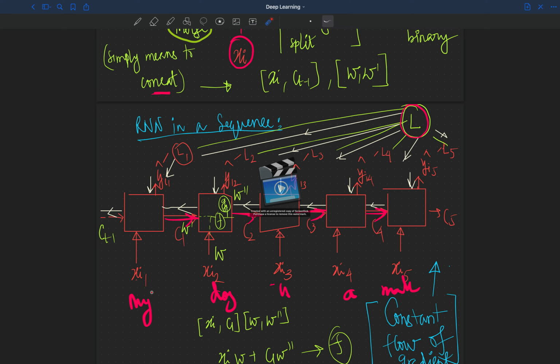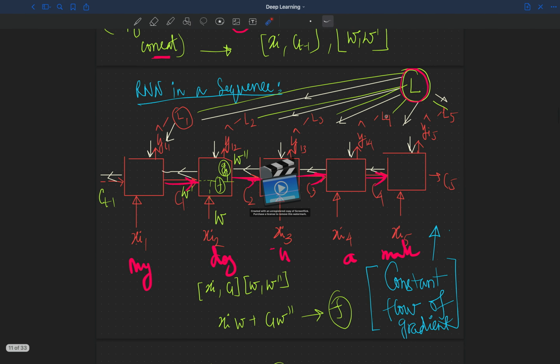RNN is widely used for machine translation, weather forecast, and stock exchange forecast. So for instance, "my dog is a male", someone is trying to translate it to French. I don't know what the French translation is. Just for instance, "my" gets inputted over here, "dog" gets inputted over here, like an encoder decoder basically. So this is how RNN actually works.